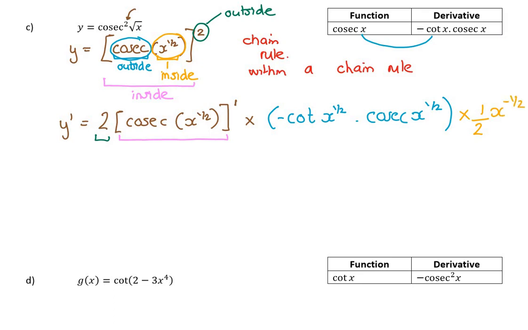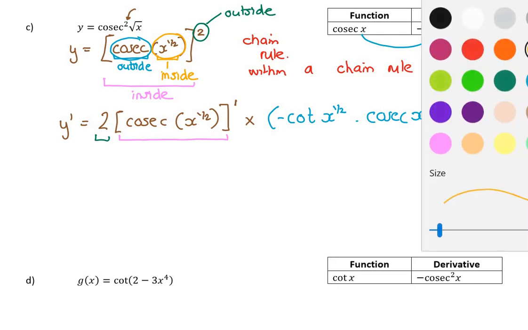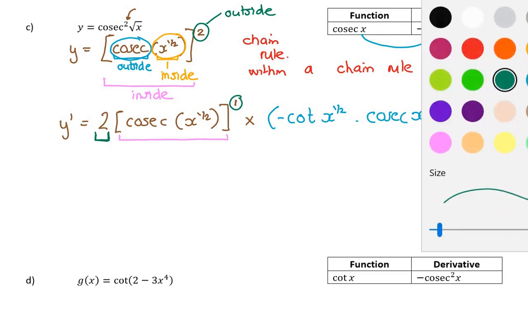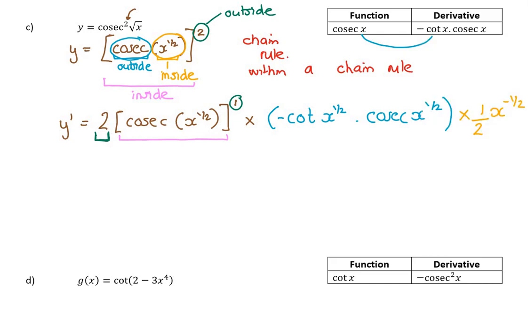So let's just talk through that again. This first term is the fact that you are raising to the power of 2. So you bring down your 2, leave the inside alone, subtract 1. So that's the derivative of the outside function. Multiply by the derivative of the inside function, but the inside function is another chain rule. So my outside function is cosec, and cosec differentiates to negative cot times cosec, and then my inside function was my x to the power of a half, which differentiates to that.